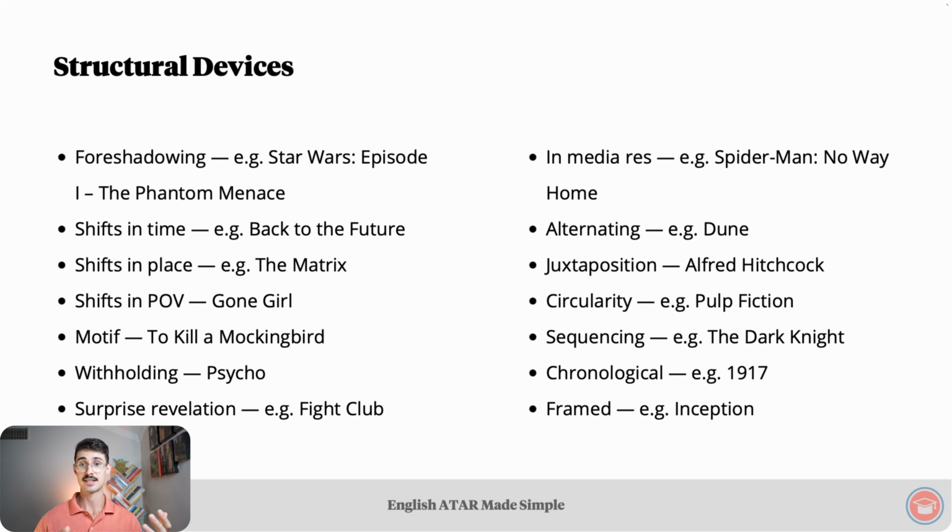Then we looked at sequencing, and the example for that one was the bank heist scene, the opening scene of The Dark Knight. After that, we looked at chronological. The example was 1917, and how the movie is shot to look like it's all shot in one take, and how it takes us from the beginning of the story all the way through to the end in chronological order. Lastly, we had framed, and the example for that one was Inception, a story within a story, or a dream within a dream within a dream.